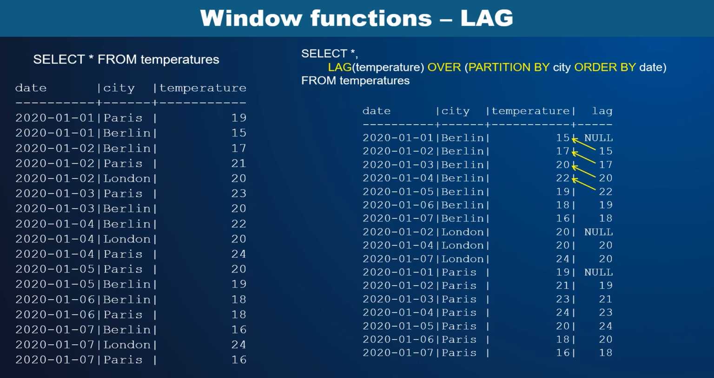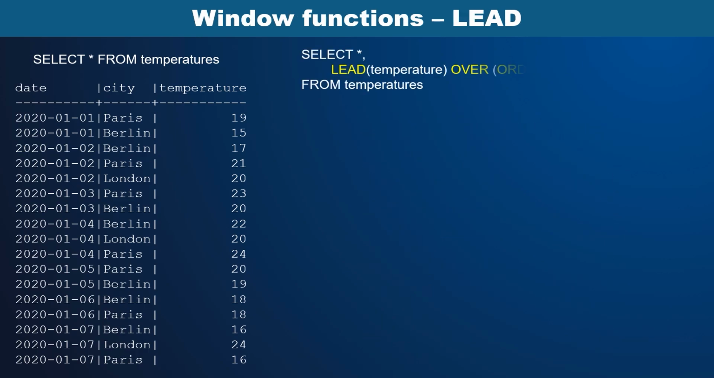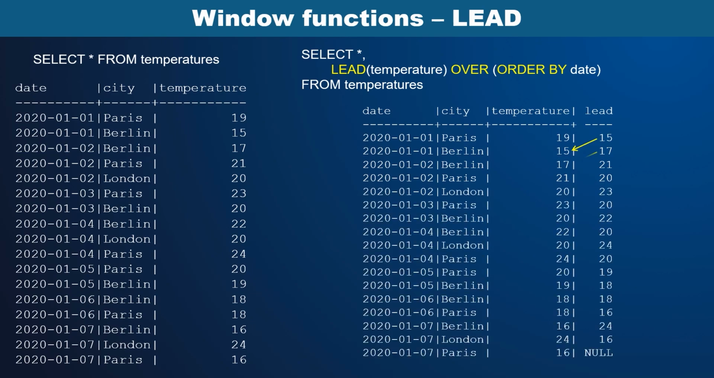But since we use partition by city, it only takes the previous row from the same city and resets when the city changes, similar to any other window function that we learned before. Moving on to the lead function. Lead function is similar to lag function, but it takes the value from the next row.